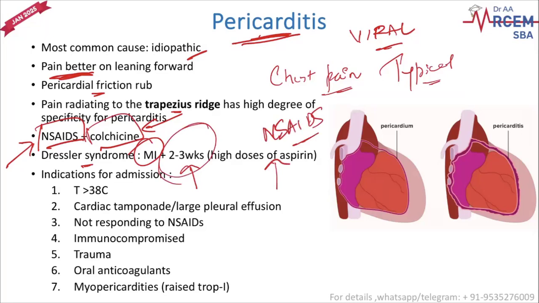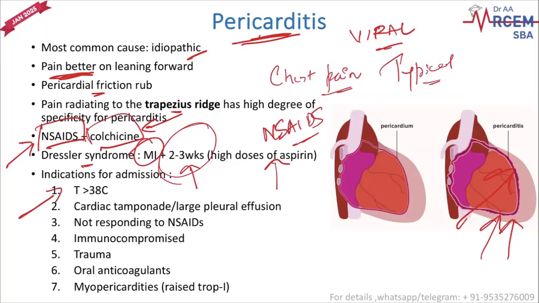Do we need to admit all the patients who come with pericarditis, that is the inflammation of the outermost layer of the heart? No, not required. If the patient is quite young and healthy and doesn't have a high-grade fever and doesn't have any immunocompromised disease, you can actually discharge him on NSAIDs and colchicine.